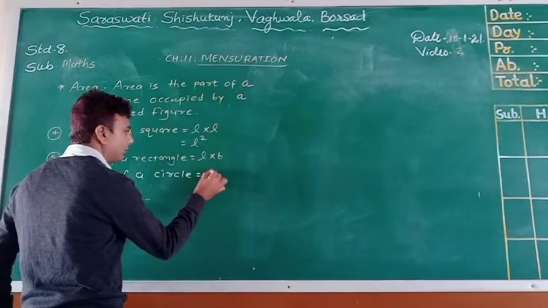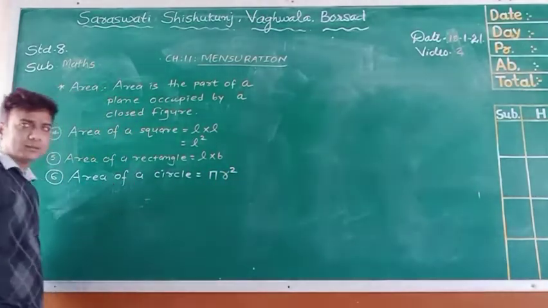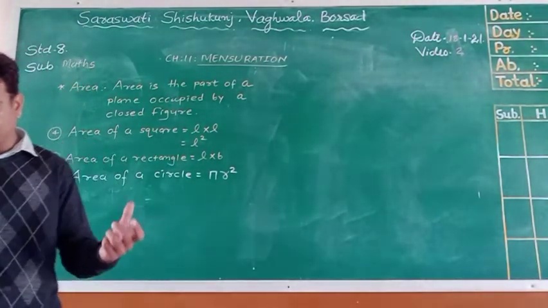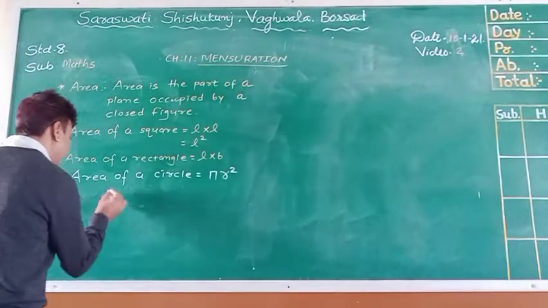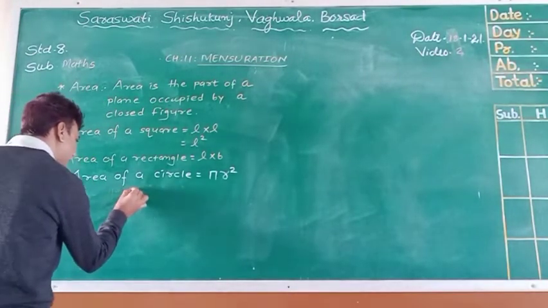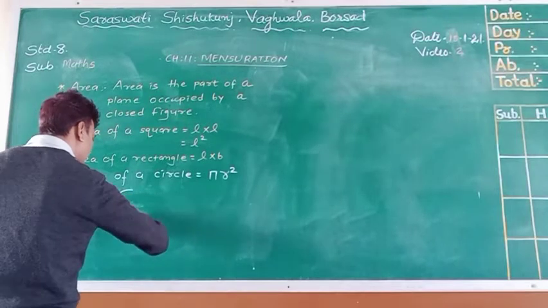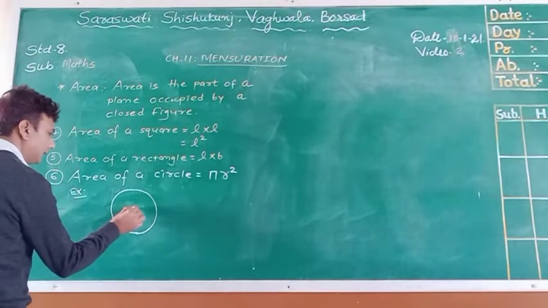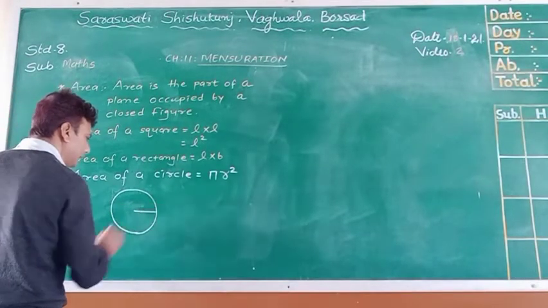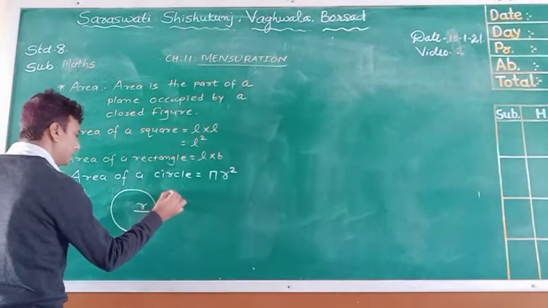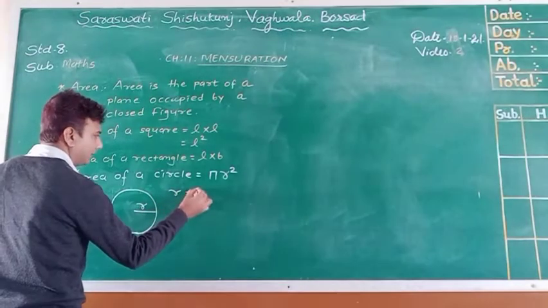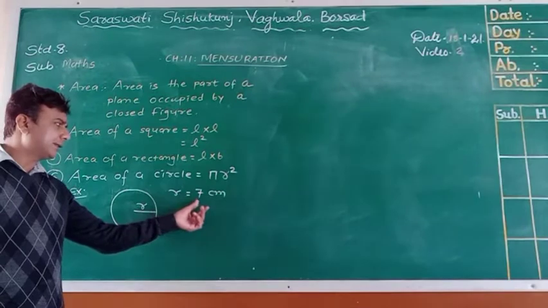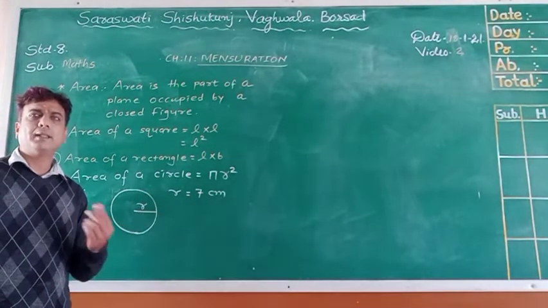The area of a circle formula is pi r square. This is the formula to find the area of a circle, that is pi r square. Suppose this circle is given, let's take one example. In this circle, this is the center, and the radius measurement is given as 7 centimeters, and we want to find the area of the circle.